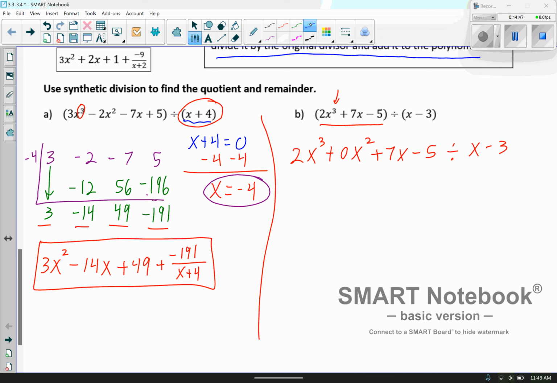So that's very important. If you don't put that there, it's going to cause you to get the answer incorrect. So from your highest power counting down, if you're missing anything, you have to put a 0 there.